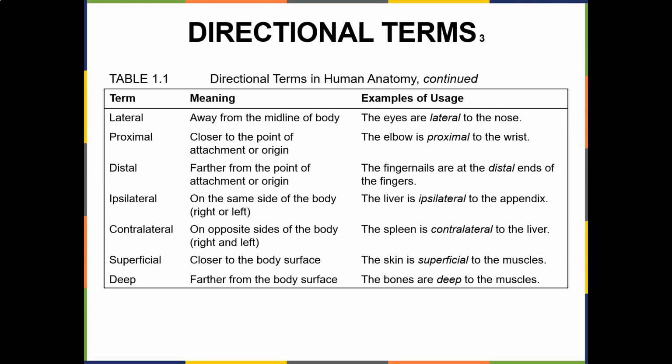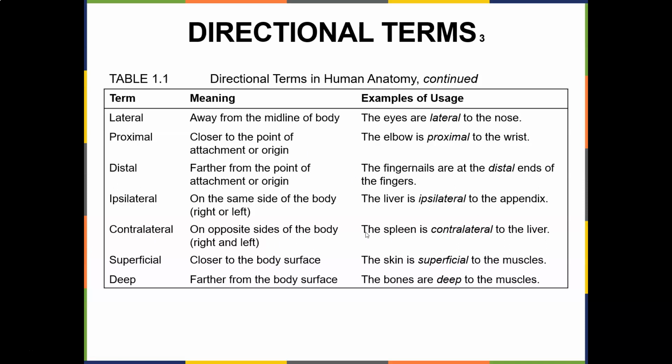Ipsilateral, meaning the same side. So the liver is ipsilateral to the appendix. The liver is ipsilateral to what? The right lung. Okay. But the liver is contralateral to the stomach and contralateral to the spleen, meaning it's on the opposite side. So ipsilateral and contralateral, definitely know the meanings of these.